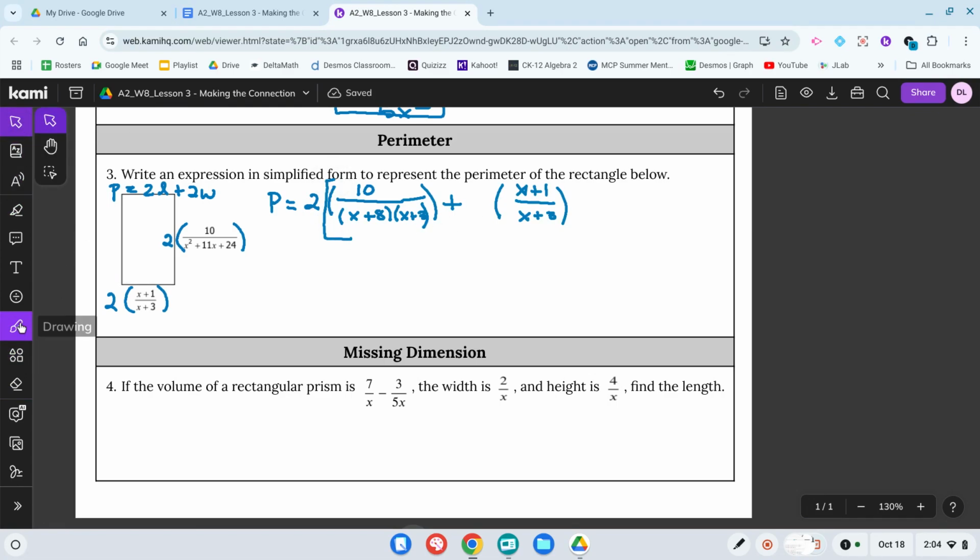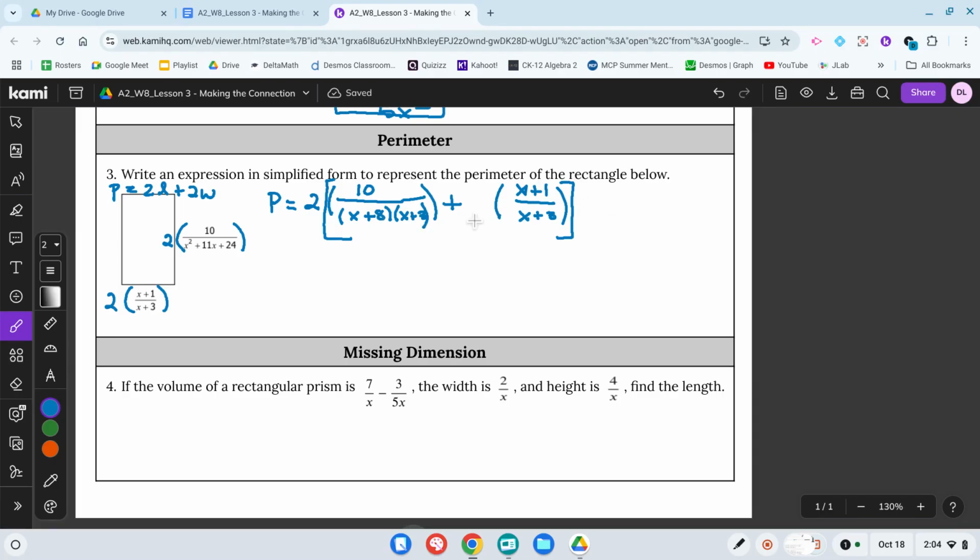Let's see if we can make this a little, whoops, where's my drawing pen? There we go. Make this a little simpler. So instead of doing 2 times the length plus 2 times the width, I'm going to add the length and the width together first and then take our answer times 2. It just gives us some fewer steps.